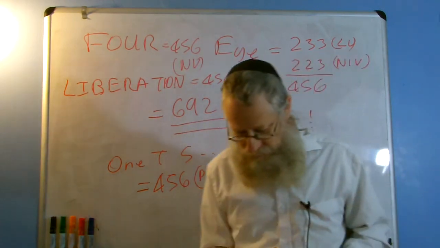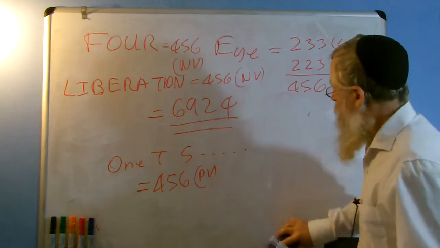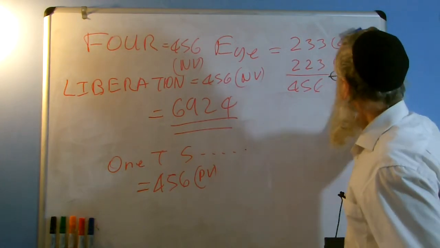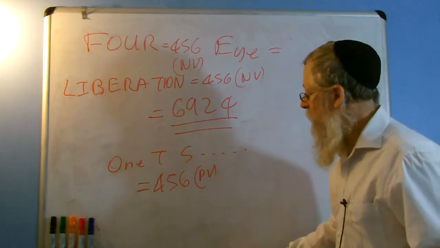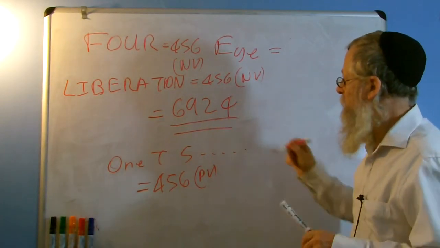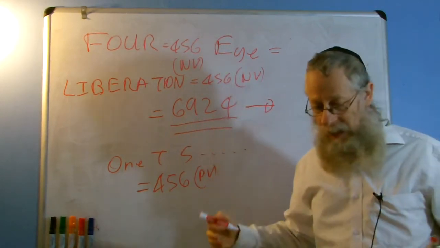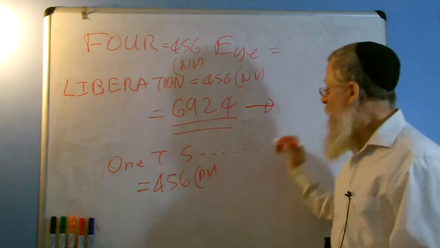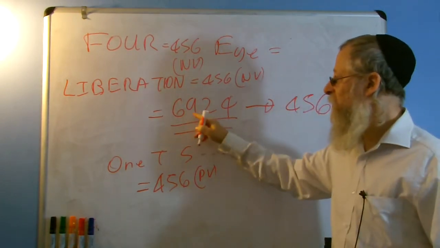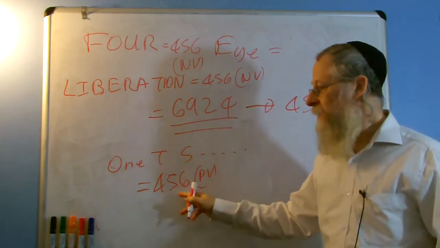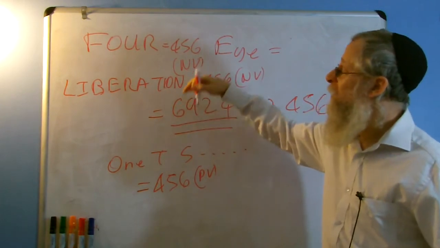They're quite interesting. But before I do that, we're just going to go back to this number here, because this is the base. And how do I connect this to this? Well, quite simply, if I work out 6,924 as the sole number, I'll get 456. That's the placement value of the word 6,924, all linked to this number here, linked to the number 4, linked to liberation.